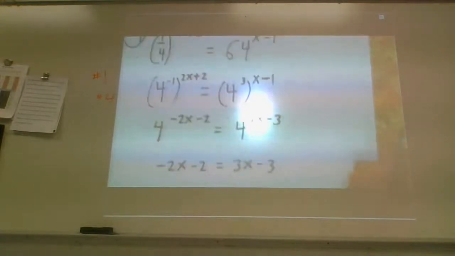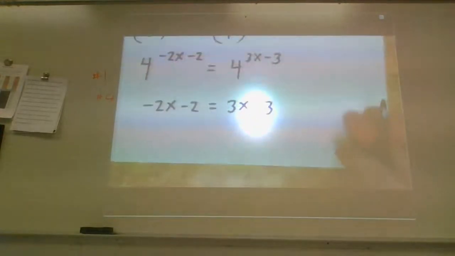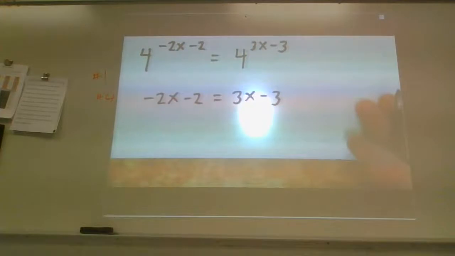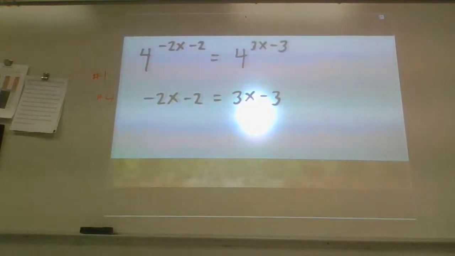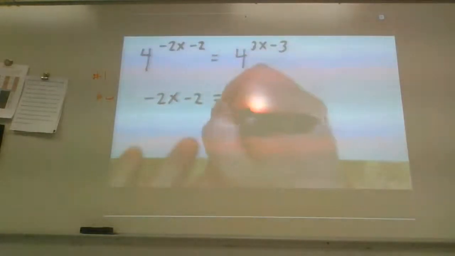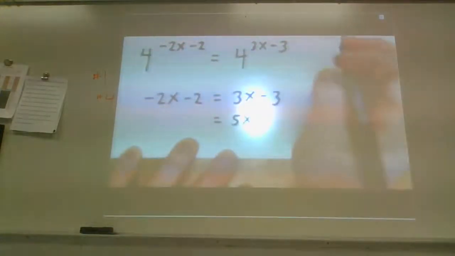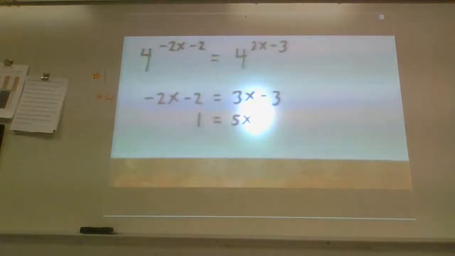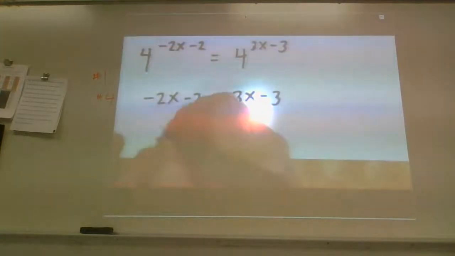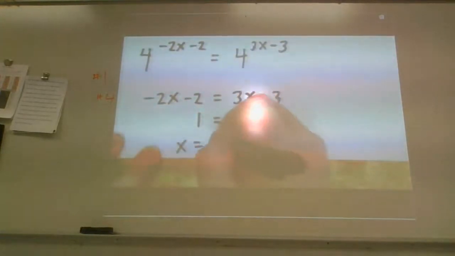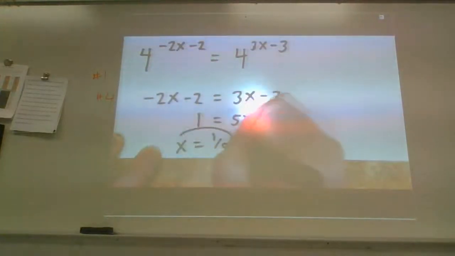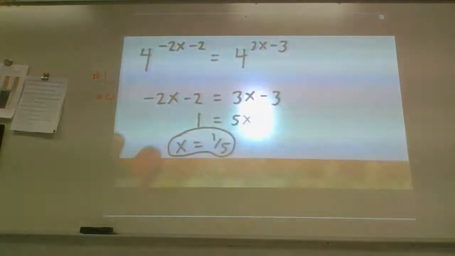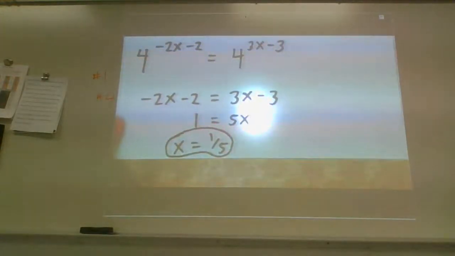Being back in Algebra 1, I can finally solve a problem like this. I'm going to add 2x over to the right, add the 3 over to the left, and divide by 5. What a crazy problem.